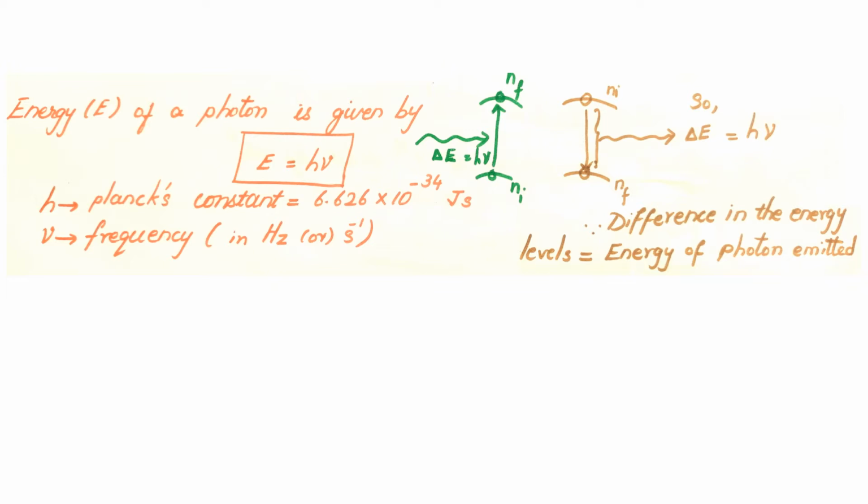So you use delta E equal to h nu in order to do the calculations, or in order to find out the energy of the photon absorbed or emitted by an electron when it makes a transition between two energy levels.